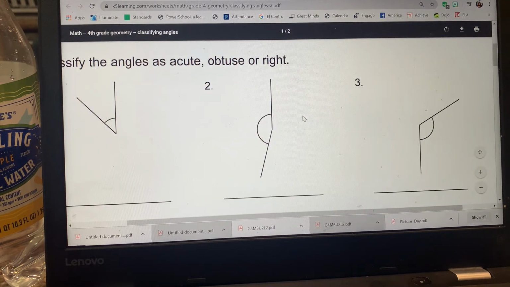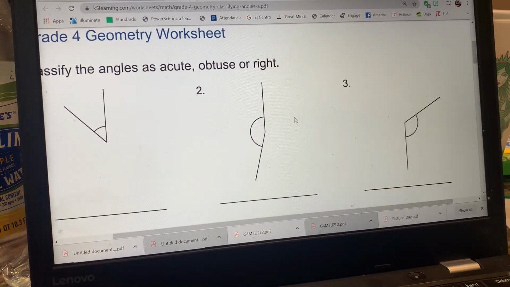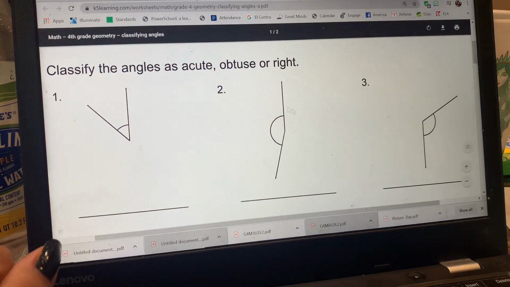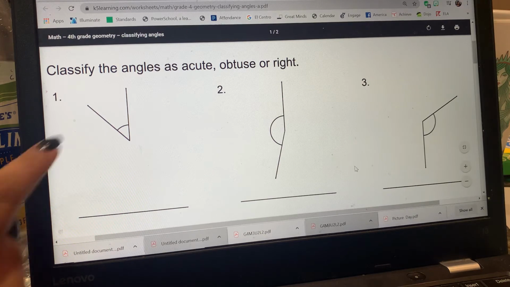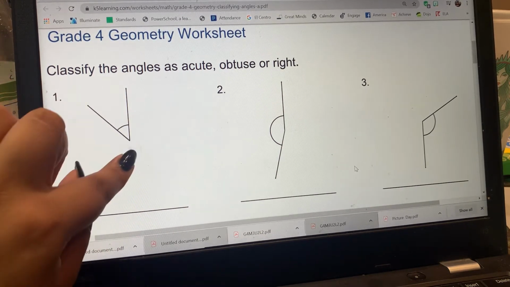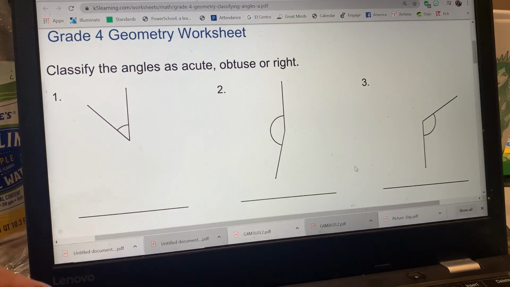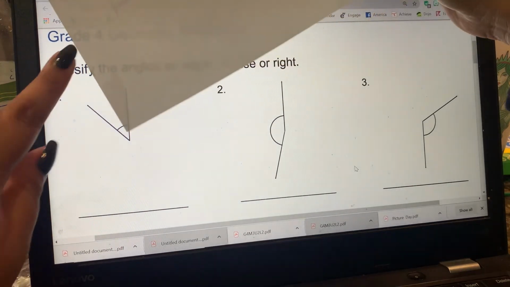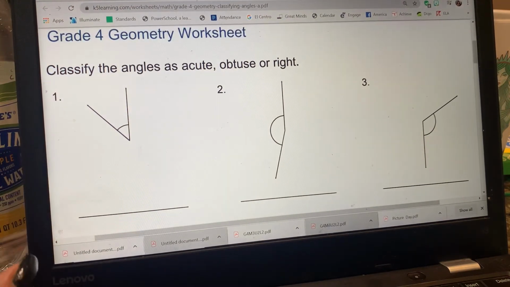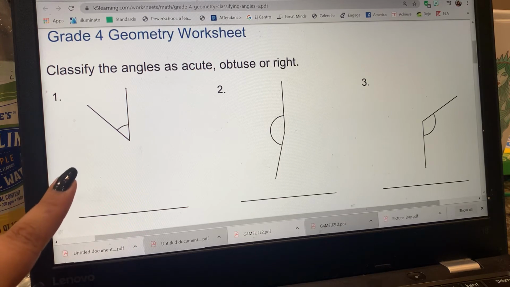So let's look here. I'm going to take, and you might want to do this too, I'm going to do a couple problems with you. I have questions 1, 2, and 3 here. Let's see. Does this look like an acute angle to you or an obtuse angle? Well, it's smaller than a corner of a paper, so I can't put a perfect corner of a paper there, see? So this is actually an acute angle, and it is less than a right angle.